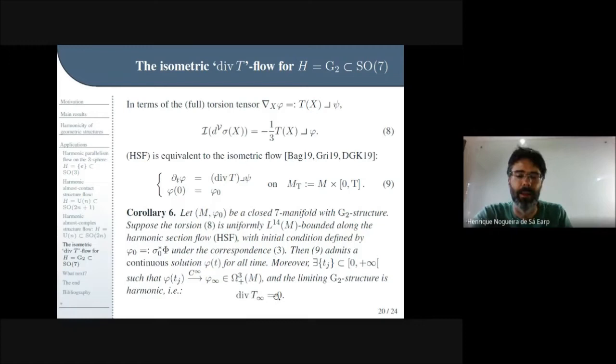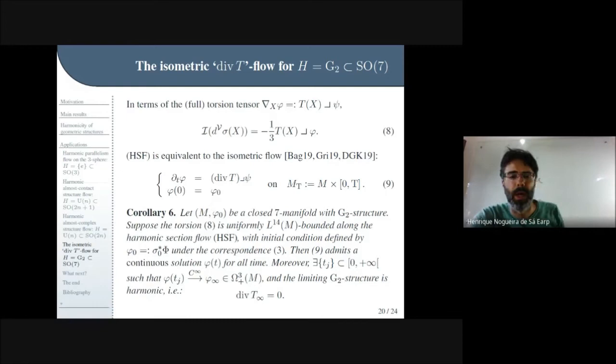So therefore, because we know a number of things about the abstract flow, we recover the fact that if the torsion is uniformly bounded, then the flow exists for all time and it converges to a Div-T equals zero metric. So again, this is less than the authors have proved, but it derives sort of effortlessly from the broader perspective.